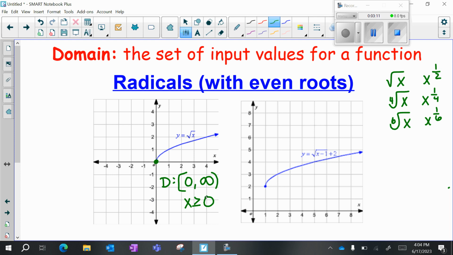Here's another picture of a radical function, but it has some transformations. Notice it was moved right 1 and up 2 units. And here is the function equation that they gave us. My domain here starts at 1 and goes to infinity. Or this could be written as x is greater than or equal to 1. So what you might notice is that what's underneath the radical is going to be what affects the domain.